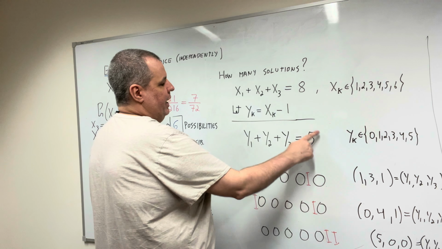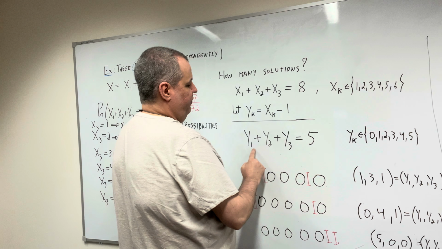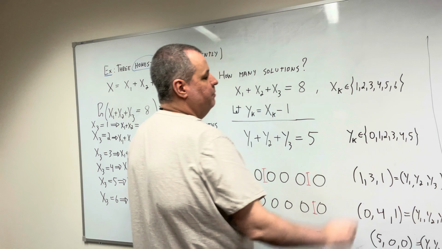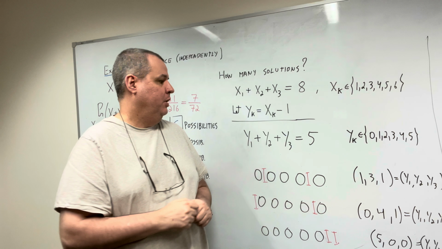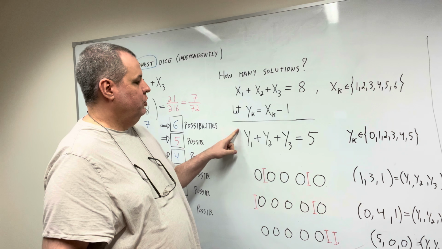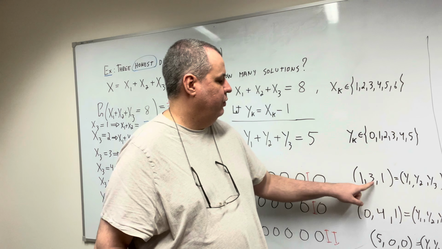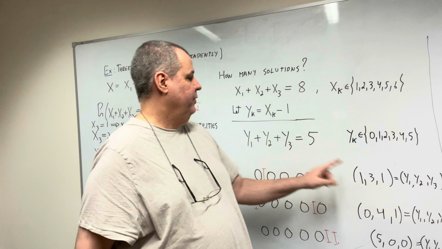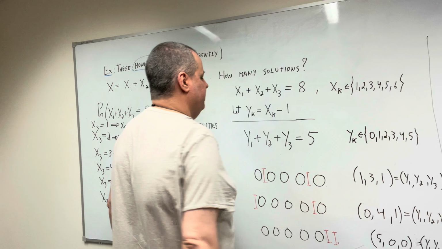How many solutions do I have for this equation y1 plus y2 plus y3 equals 5, when each variable y1, y2, and y3 has to be an integer between 0 and 5? Right? Let's use the idea of anagrams. First of all, I will give an example of a solution to this equation. The solution will be 1, 3, and 1: y1 equals 1, y2 equals 3, and y3 equals 1. These numbers, 1 plus 3 plus 1, add up to 5. Good. And they are valid integer numbers.